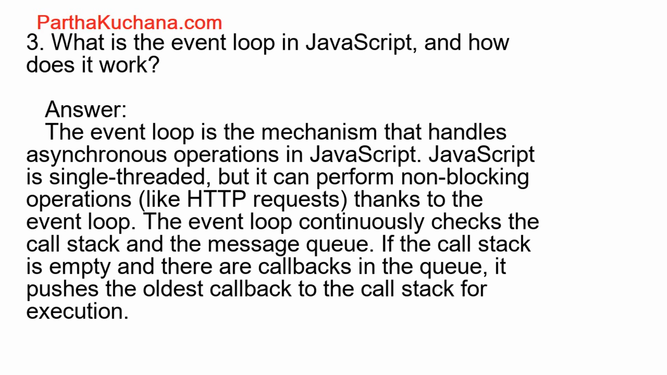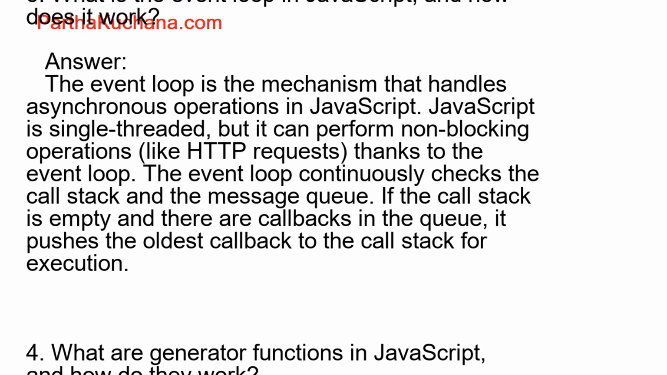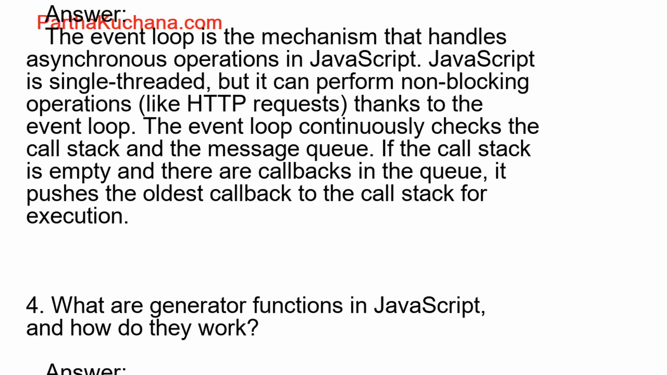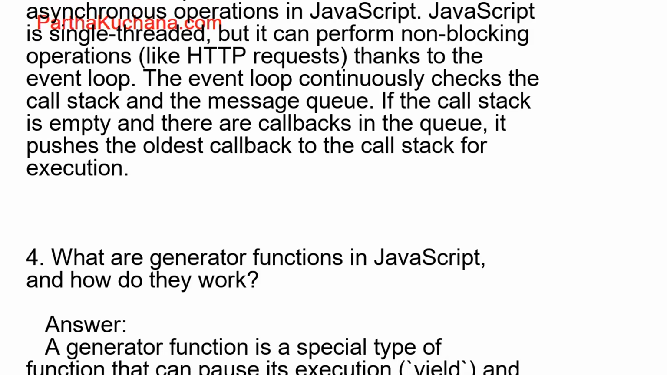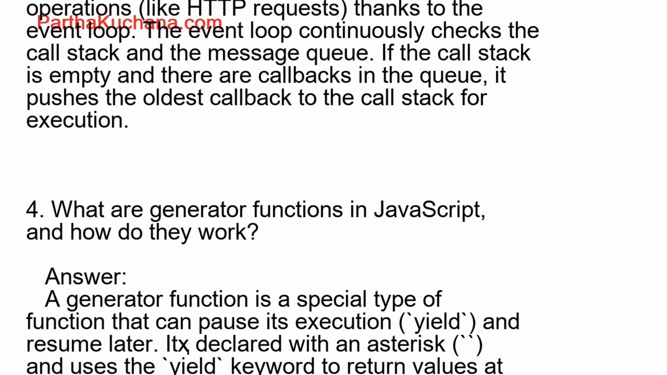4. What are generator functions in JavaScript, and how do they work? Answer. A generator function is a special type of function that can pause its execution, yield, and resume later. It's declared with an asterisk and uses the yield keyword to return values at different stages of execution.